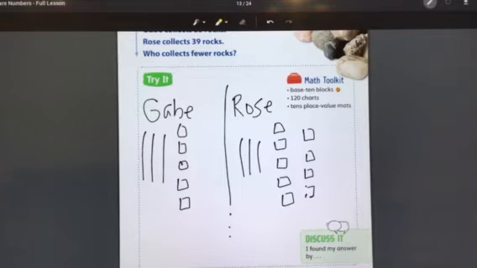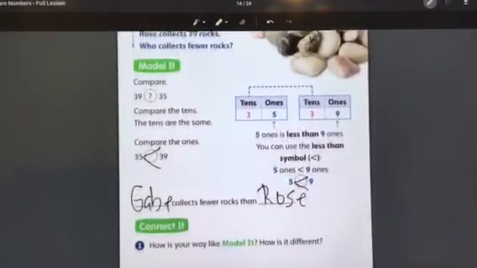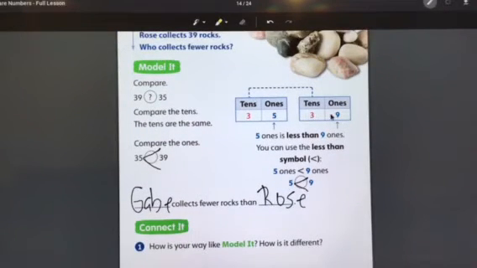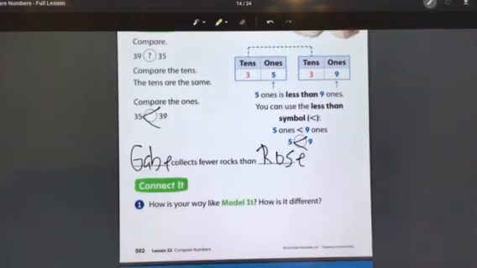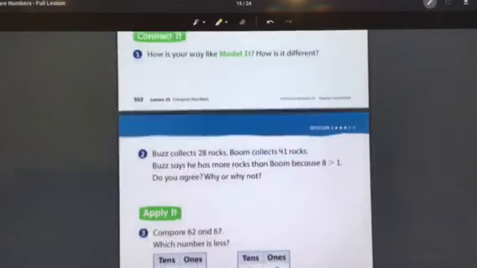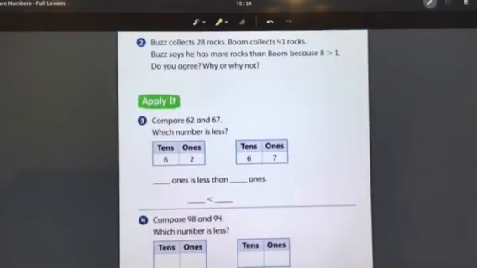Then we compared our tens just by looking at them, and then we compared our ones. So we are similar to the model because we compared our tens and ones. We are different than the model because they used the place value charts and the symbol, and we did not do that. So that would be the answer to question number 1. We're just discussing it. You don't need to write that down. Then go to the other side for number 2.